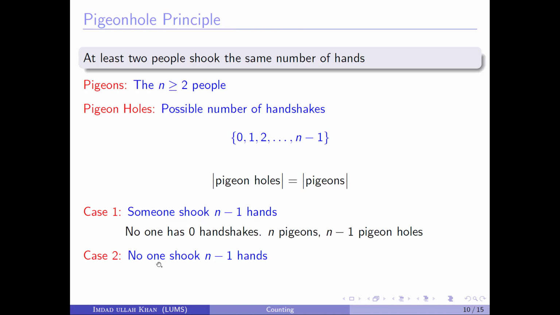Case two is that no one shook n-1 hands, which is the complement or negation of case one: there's a person in the party who didn't shake hands with everyone else. That means that person has missed some person. So if that person has missed someone, then there won't be n-1 handshakes. Again, our number of pigeons and pigeonholes will be n and n-1 respectively. Hence, at least two people would have shaken the same number of hands.